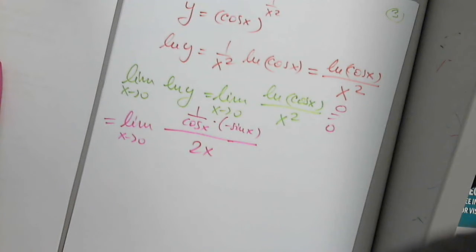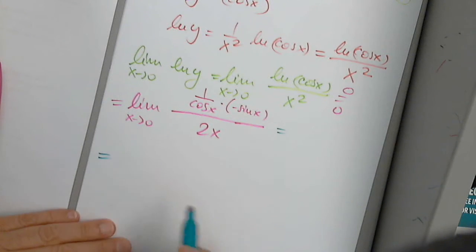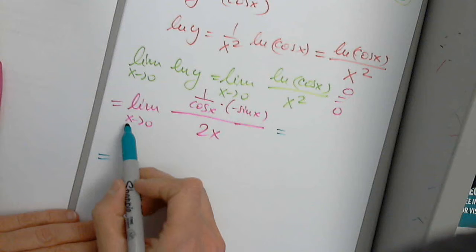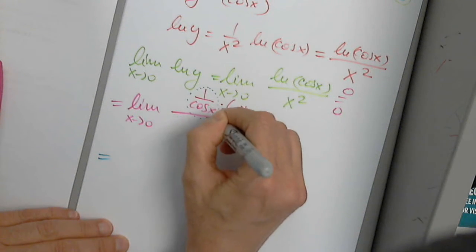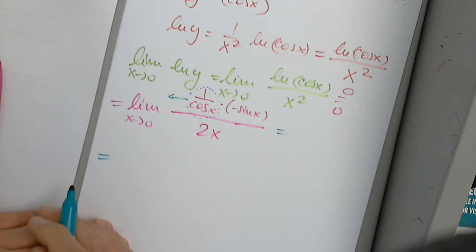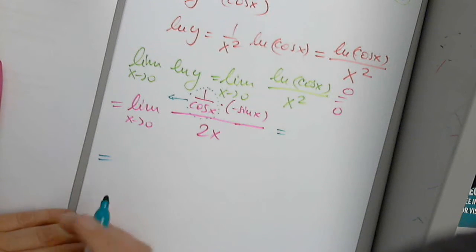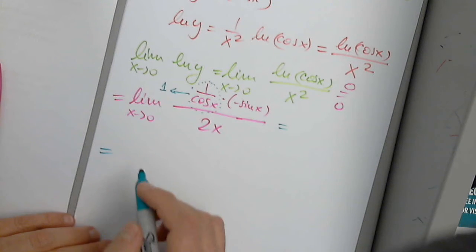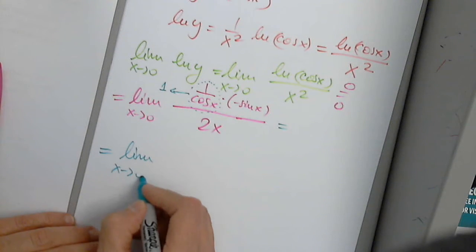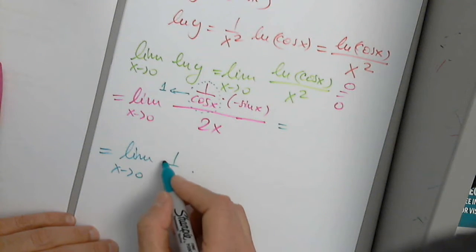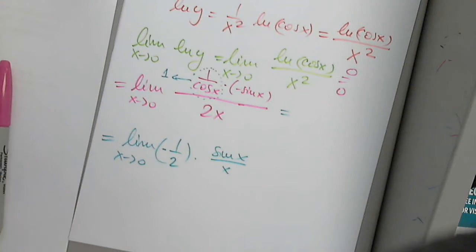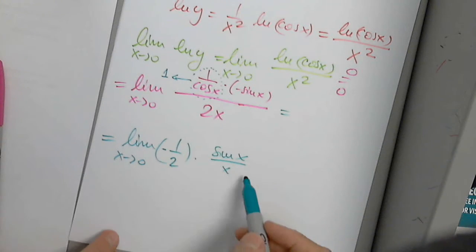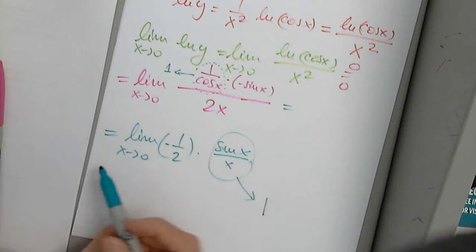Here is my recommendation for the next step. When x approaches 0, where does 1 over cosine go? Perfect. So basically what I'm facing here is this. And I know this from a long time ago. Where does this go? Perfect. So what is the answer?